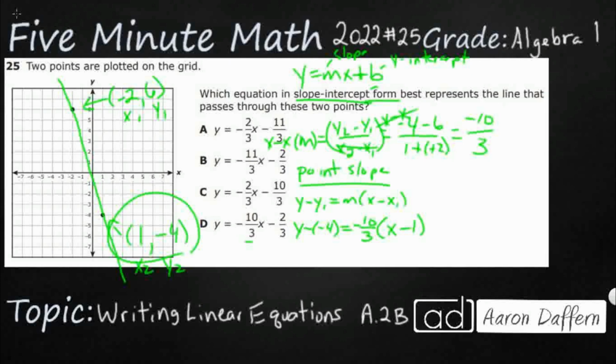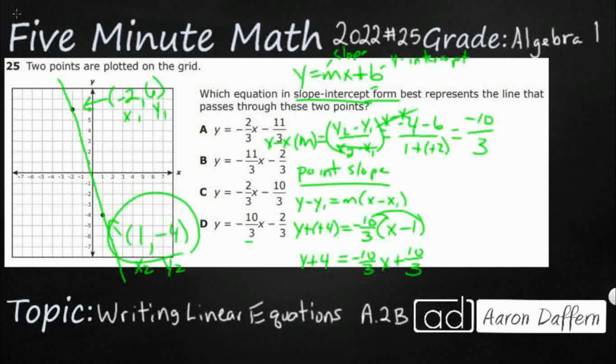All right, so now I need to distribute this out. It's going to get a little bit weird because we got fractions all over the place. So y minus -4, those two make a positive, so it's going to end up being y plus 4. Distribute this out, -10 thirds x, and then I multiply 2 negatives, make a positive, now it's times 1, so that's easy. So that's going to end up being plus 10 thirds.